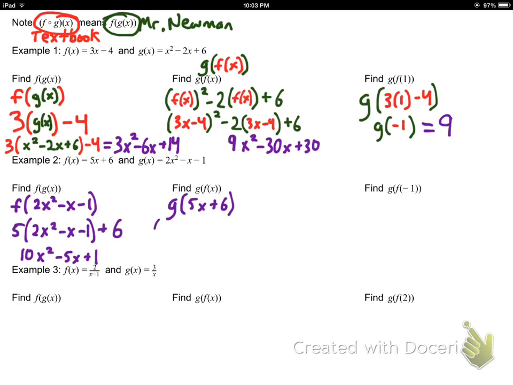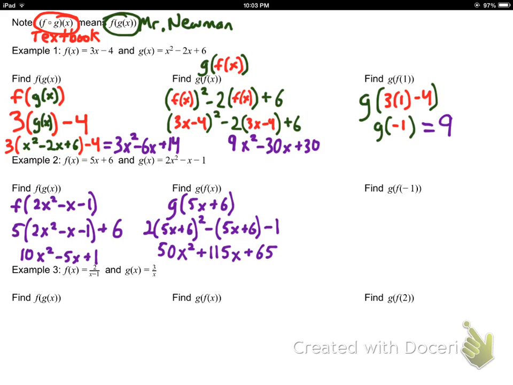For the second problem, it's a little trickier because you're plugging in 5x plus 6 everywhere you see an x. Notice that there were 2 x's in that function, so you want to plug it in both places. And again, I skipped all the messy algebra, but you should have gotten that answer on the bottom there.